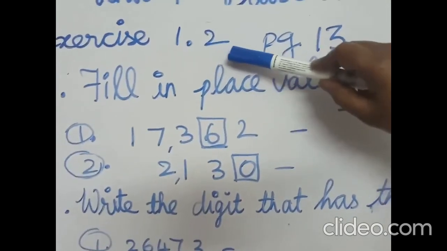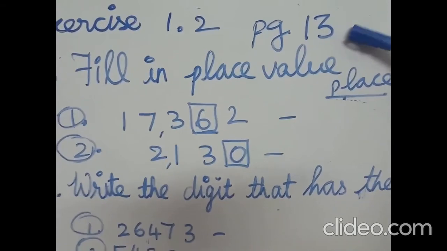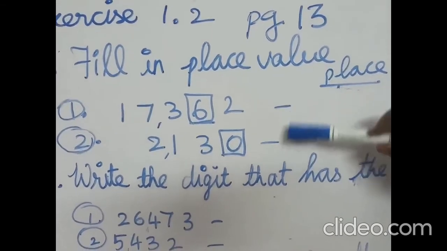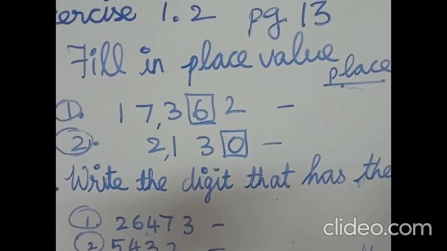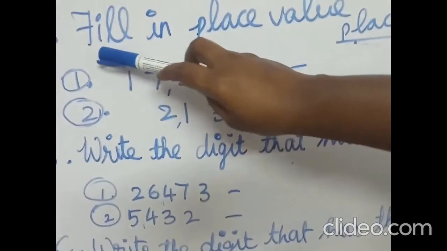The first unit is second exercise. Exercise 1.2, page number 13. All of you take your page number 13, dear. And let me explain the first two sums. Remaining sums you can write similarly, like this.